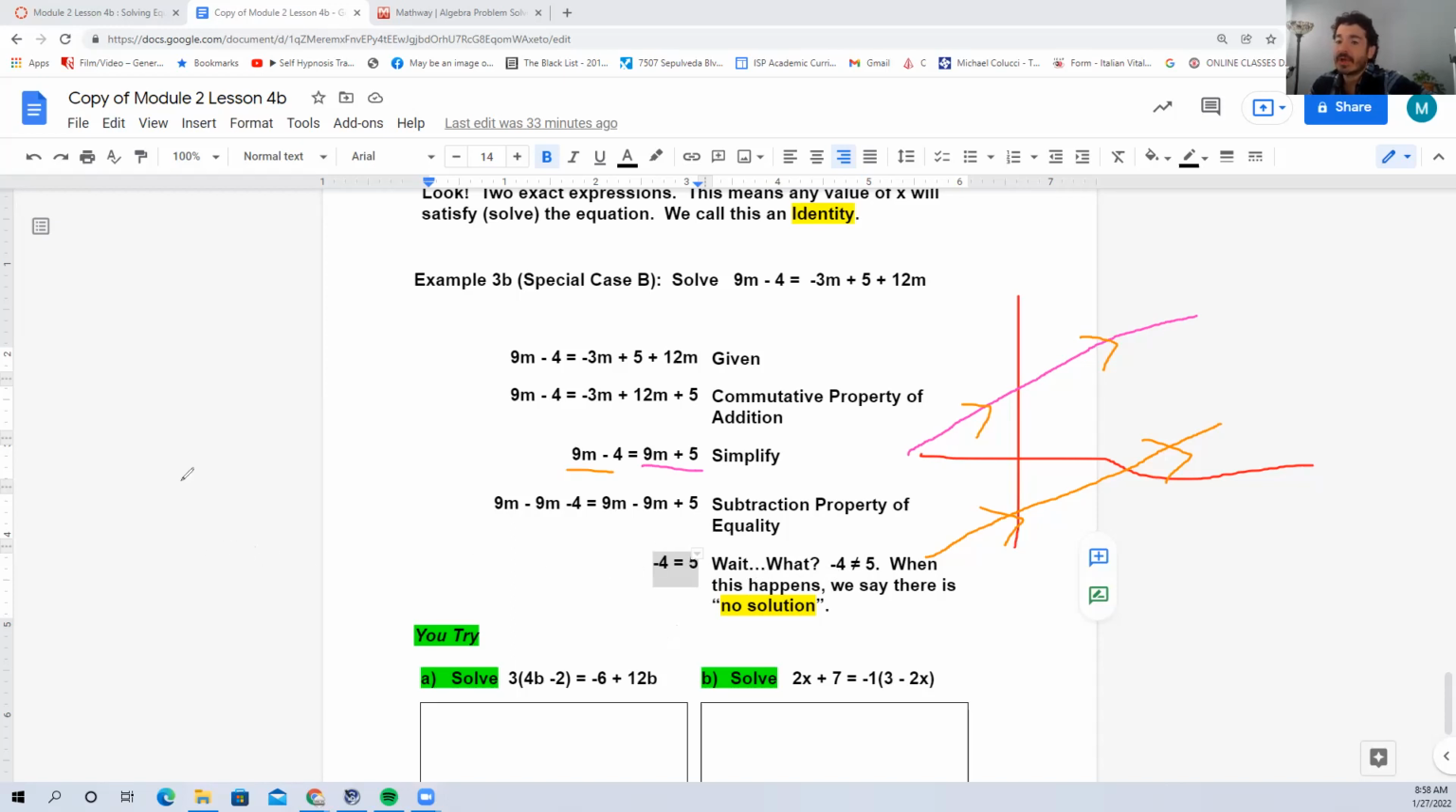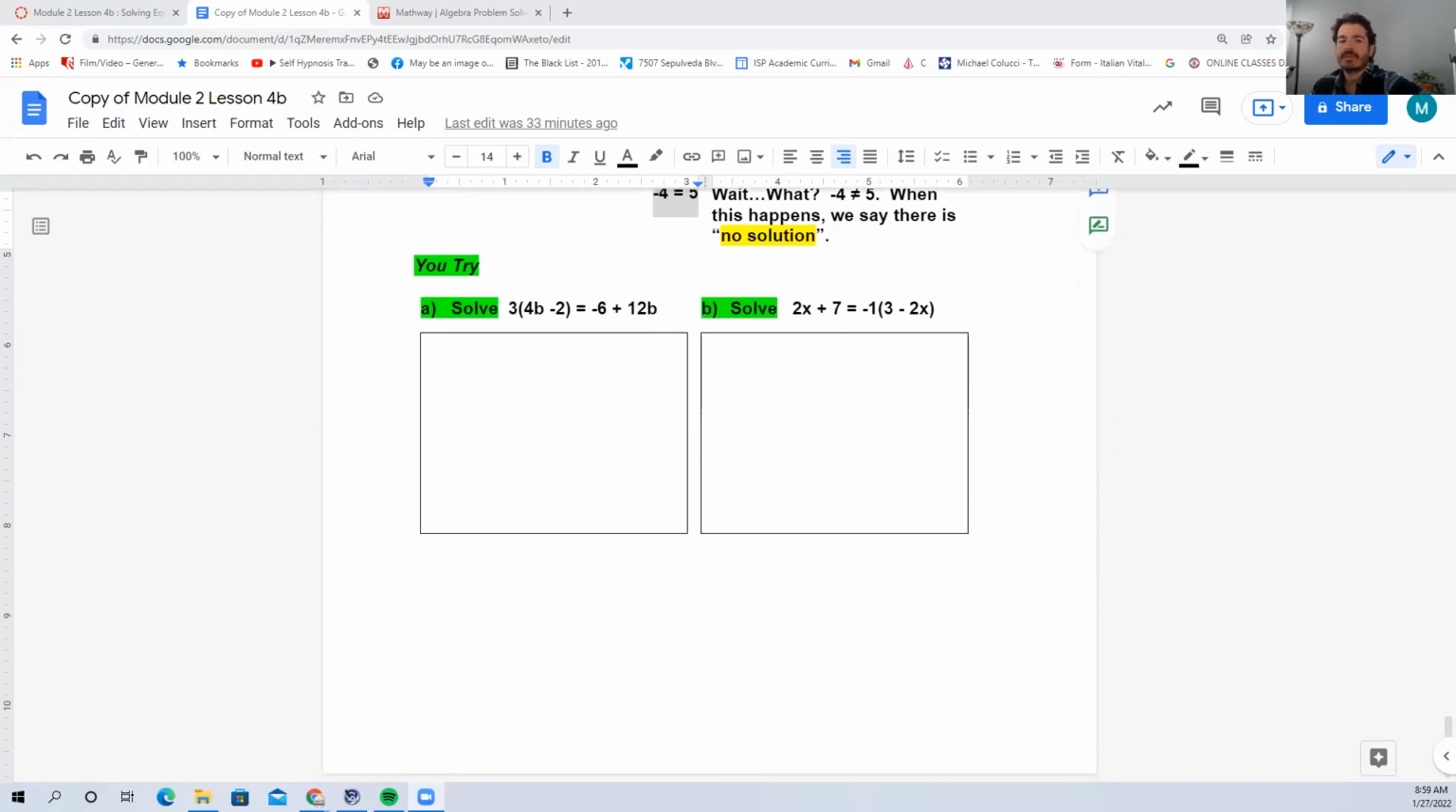Okay, so with one solution, the lines are going to intersect. With an infinite number of solutions, you're on the same line, they just overlap. No solution, the lines are parallel. Those aren't parallel lines, but I think you get my point. So you try, pause it, and come back when you have an answer. And then I will do it for you. Okay, so let's see what you did.